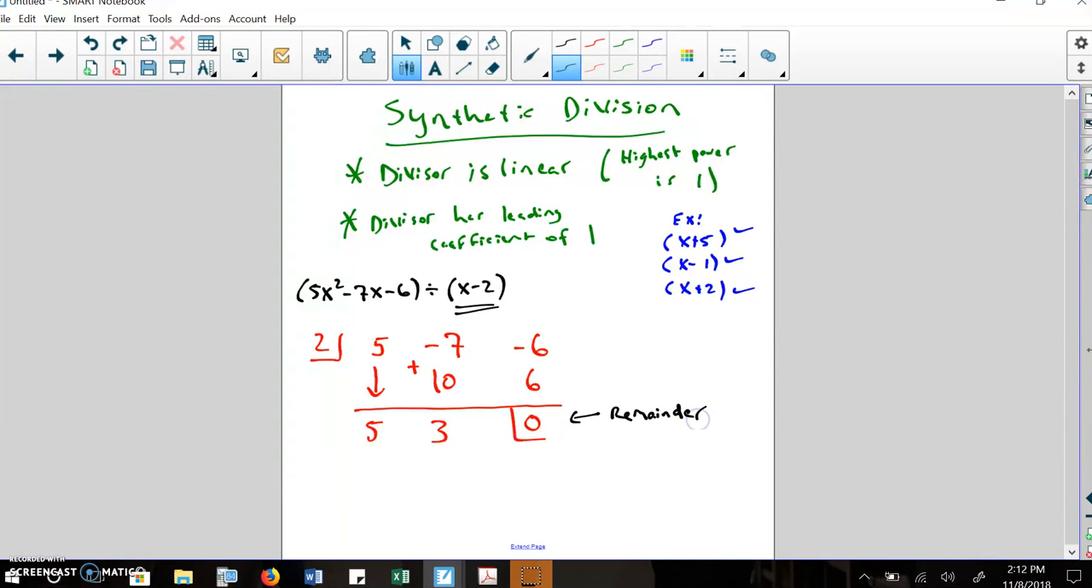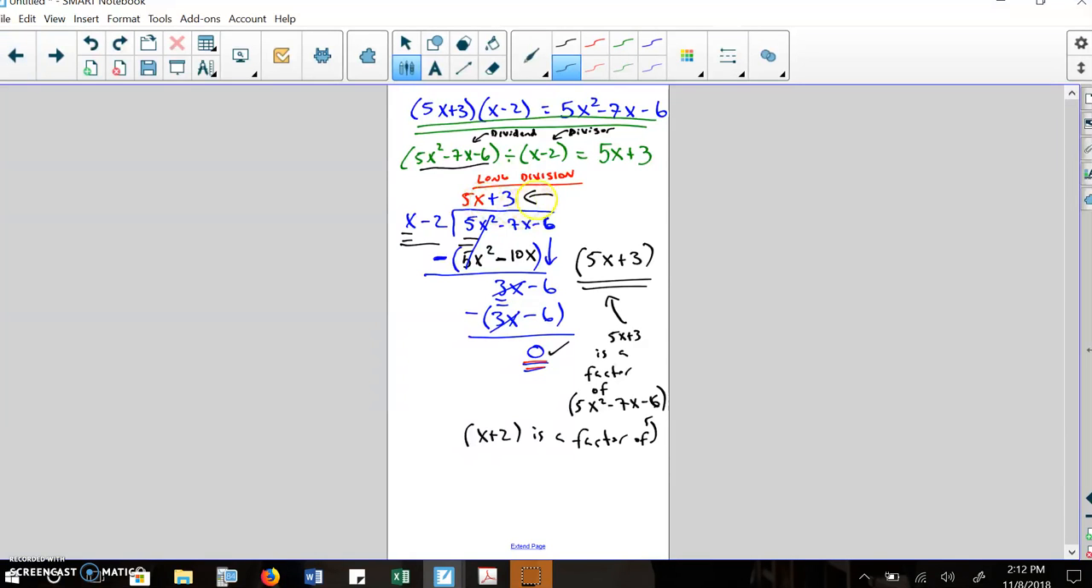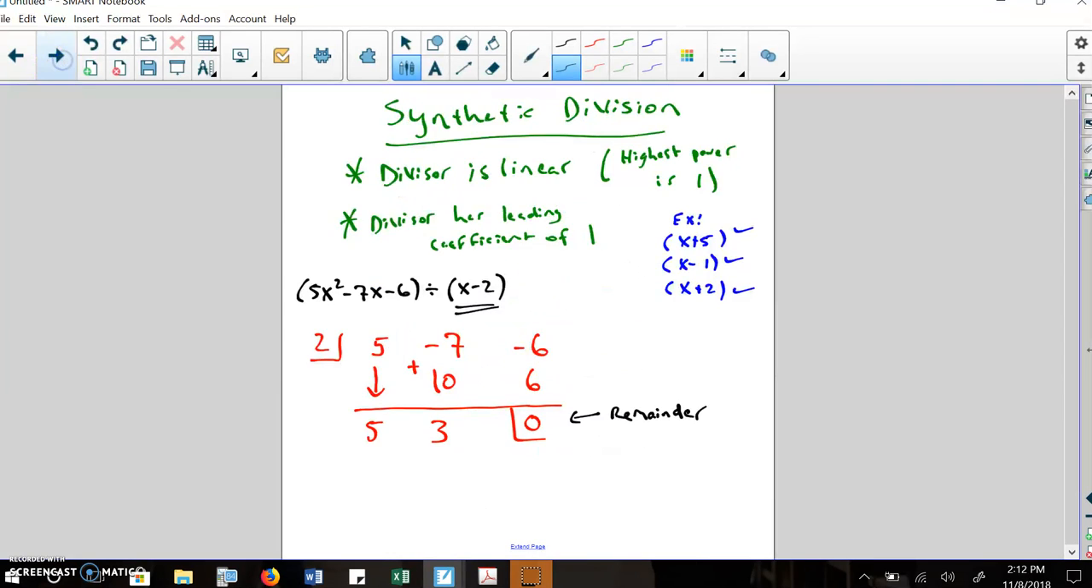So in this case, just like at the beginning, when we divided these two polynomials, 5x squared minus 7x minus 6 divided by x minus 2, we got a remainder of 0. When we did it with synthetic division, we also got a remainder of 0. Now what you might be thinking right now is, what the heck does any of this stuff down here at the bottom mean? Here's how we translate the final answer.